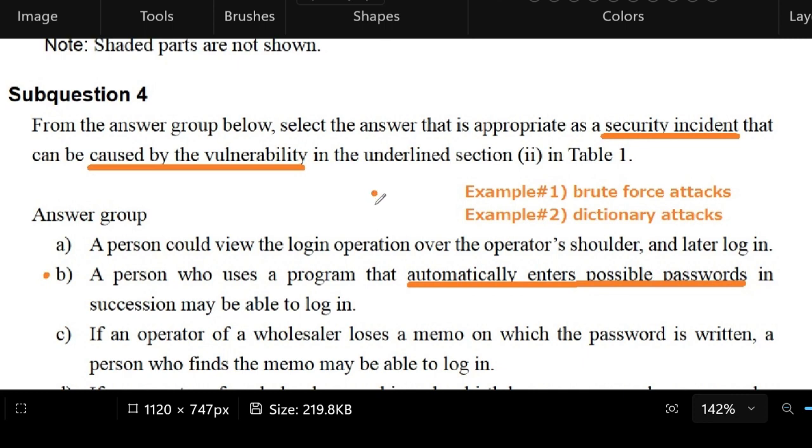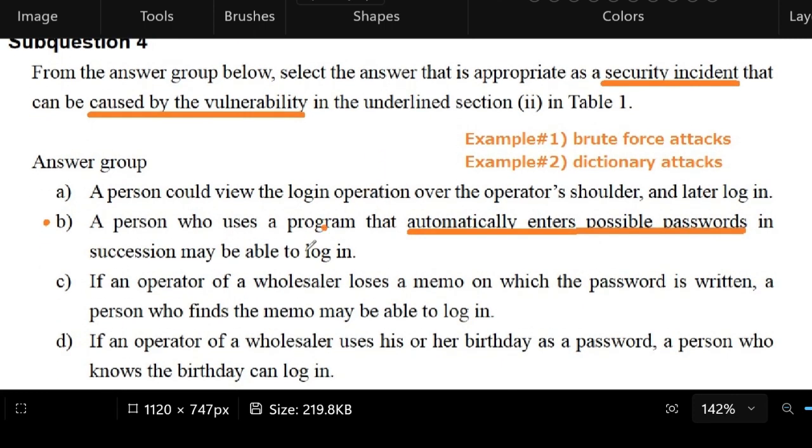Among the choices in the answer group, we have here, for example, letter A, where a person could view the login operation over the operator's shoulder and later log in. I think that this is a vulnerability, but if we look at the cause from the table, seems like there's a better answer. So we can move on to the next choice and see if we can find a better answer. A person who uses a program that automatically enters possible passwords in succession may be able to log in.